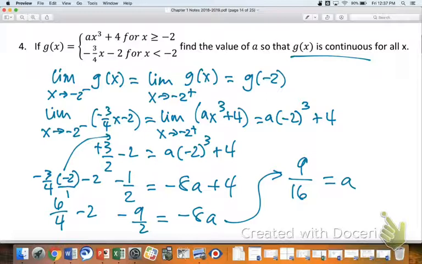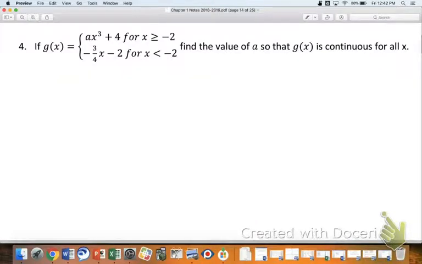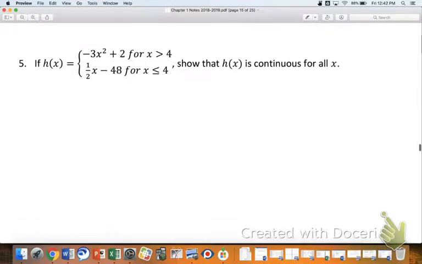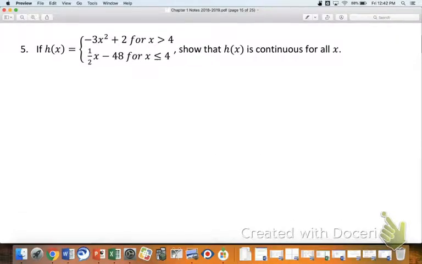Let's take out number 5. This will get us pretty close to the IVT. I know we're done at 55. We'll just see how this goes. So here's number 5. Okay, so this says if h of x equals that piecewise function, what do these two words mean right here?